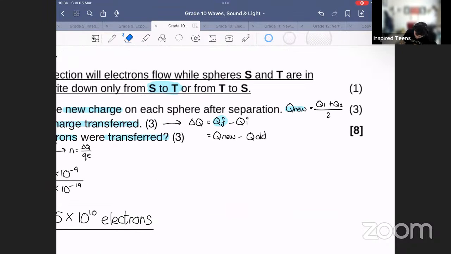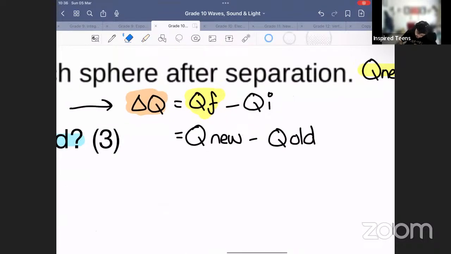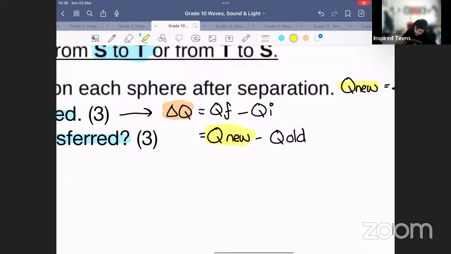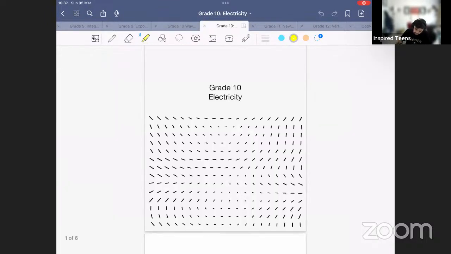What I mean is, once you get Q new, you can then get delta Q. Once you get delta Q, you can then get electrons transferred. Okay, you need to understand properly. Talking about Q new, which is the same as Q final, but the wording is better. So once you get Q new, you can get delta Q. Once you get delta Q, you can get electrons transferred. So you need to note how they link. That's extremely important. If you understand that, you understand the section. All right, let's move on.